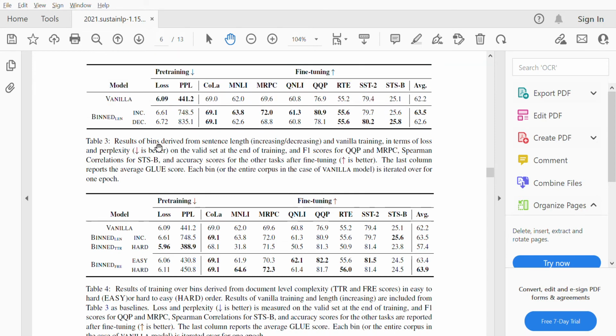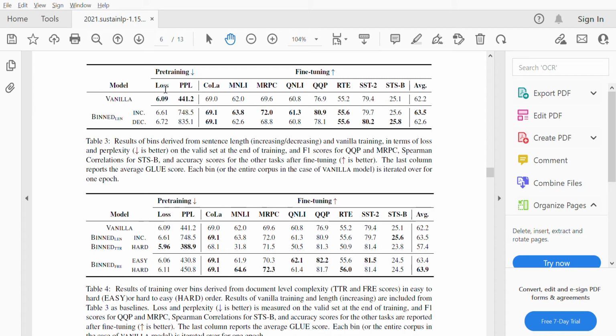So what they're showing in this Table 3 here are the results of bins derived from sentence length, increasing to decreasing. When I say increasing to decreasing, that is a question of whether the sentences are getting longer as you progress through training or shorter as you progress through training. And what they show is that, generally speaking, the cases like the first row for bin length are going to increase performance versus a vanilla model that one is training.